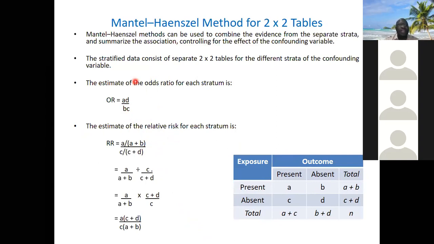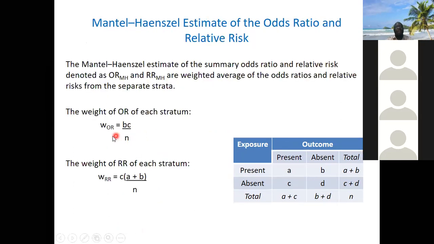If you look at it, the denominator for the odds ratio is BC. The denominator for the relative risk is C into A plus B. So that is the weight. It will now form the numerator. The numerator of each, either odds ratio or relative risk, will now form the numerator of their weight.